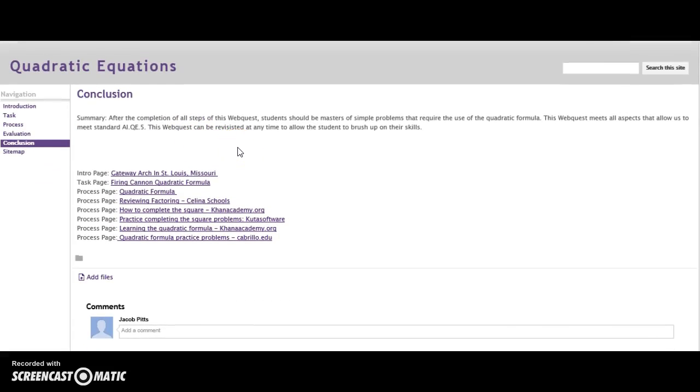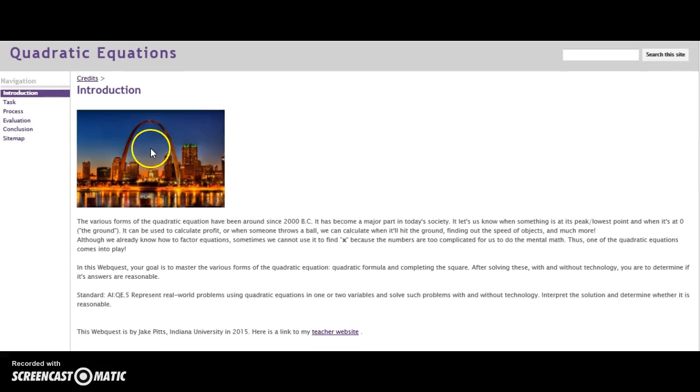A web quest is something a student can do by themselves, so the teacher doesn't have to teach everyone as a class. Students can go at their own pace, ask questions, anything like that. So the conclusion of this, after everything is said and done, the student should be able to go back to the beginning, and it should complete this standard.